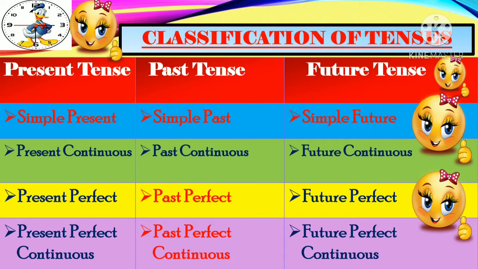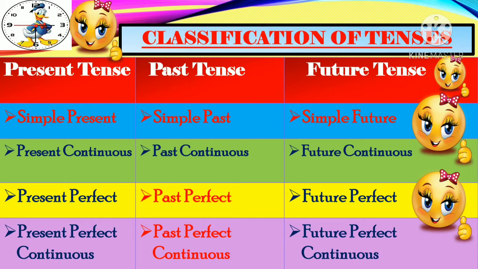Children, now let's look at the classification of tenses. Tenses are further classified into four categories on the basis of state of action: simple tense, continuous tense, perfect tense, and perfect continuous tense. If you consider present tense, it is divided into four types such as simple present, present continuous, present perfect, and present perfect continuous.